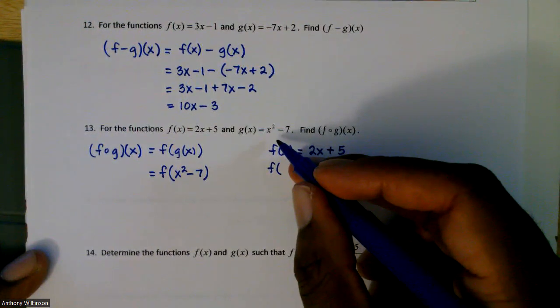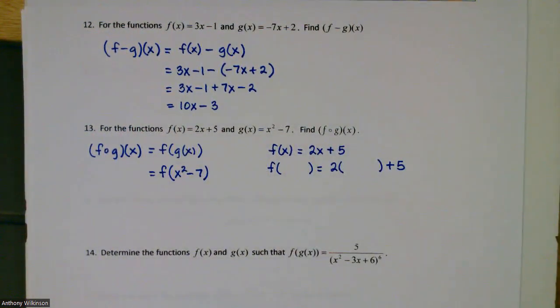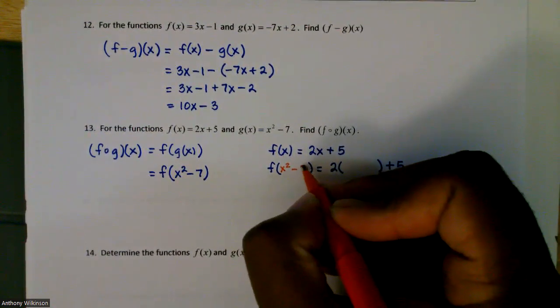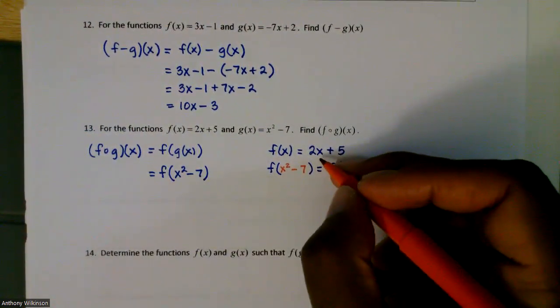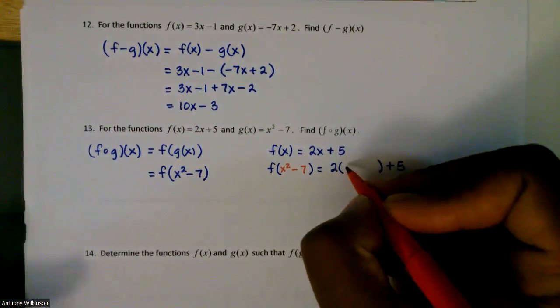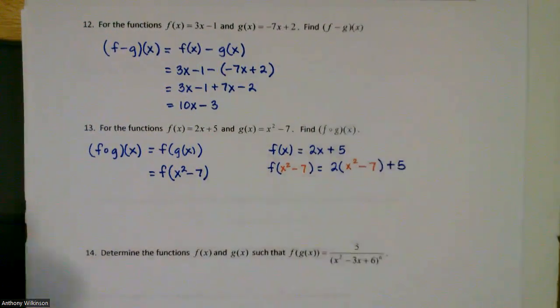And here g of x is that x squared minus 7. So for this x in the f of x, I'm going to replace it with g of x, which is x squared minus 7. And in the 2x plus 5, that x will be replaced with what g of x is, x squared minus 7.